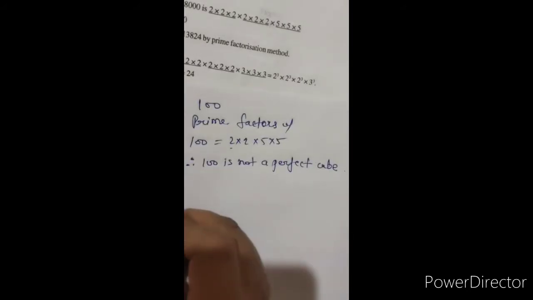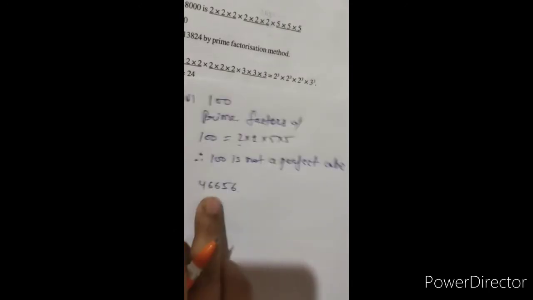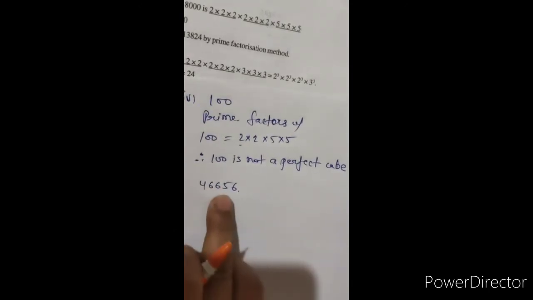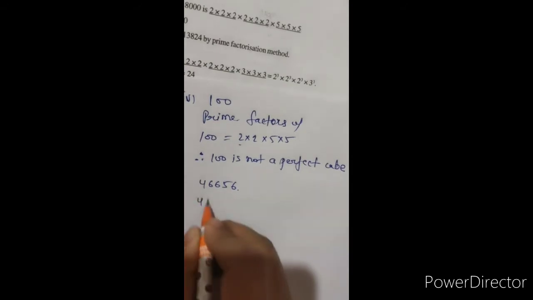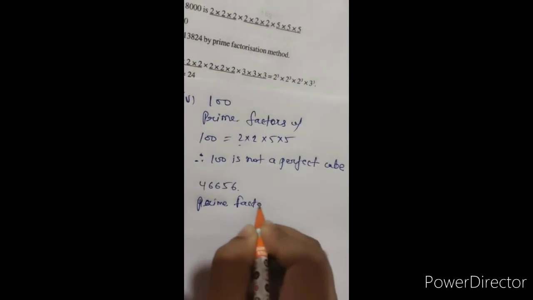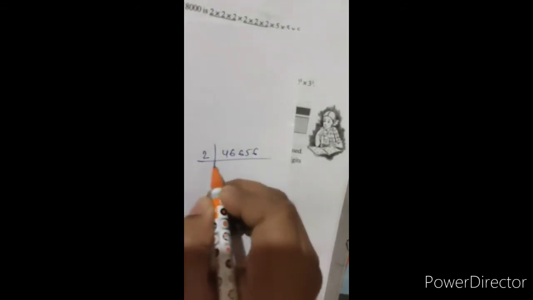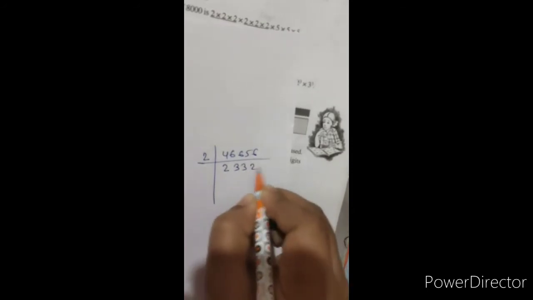Now question number 5: 46,656. Again, first of all, find the prime factors of this number. The prime factors of 46,656 can be found by the prime factorization method. This number is divisible by 2.